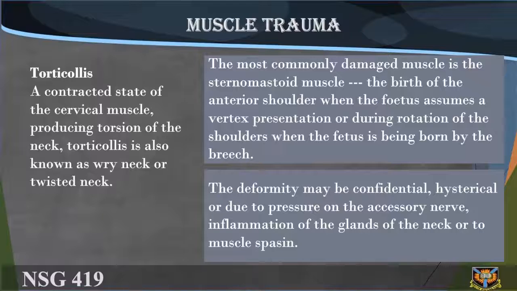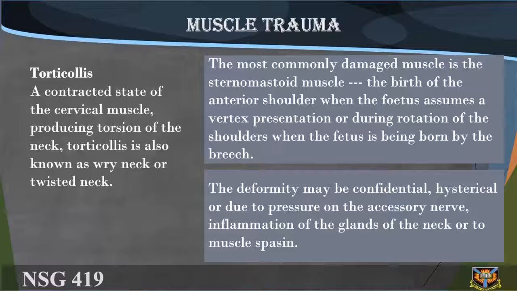Muscle trauma. Injuries to muscle can occur when it is torn or when its blood supply is disrupted. Torticollis. A contracted state of the cervical muscle producing torsion of the neck. Torticollis is also known as wry neck or twisted neck. The most commonly damaged muscle is the sternocleidomastoid muscle, the belly of the anterior shoulder, when the foetus assumes a vertex presentation, or during rotation of the shoulders when the foetus is being born by the breech.